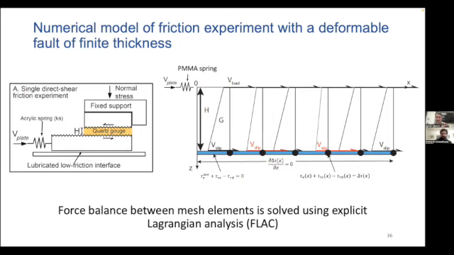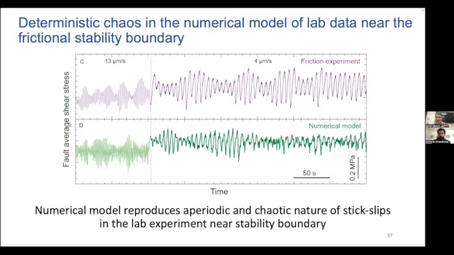So in the next slide, I'm going to show you the results of what happens when we do this. We took the friction parameters of the quartz gouge and the boundary conditions of our lab experiments and imposed them on the numerical model of this deformable fault. And it only has one state variable friction. And what we see is it does an excellent job of simulating the lab data, particularly the stress drop systematics, the recurrence interval, the slip speeds, the chaotic nature, the aperiodic nature of the lab data, and so on.